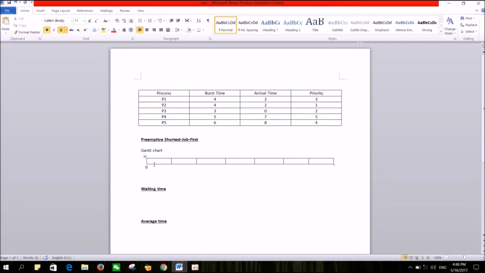Alright, now we have to find out which process arrived at 0 seconds, and it's P3. So P3 was chosen to be executed first. And here is the difference between preemptive shortest job first and non-preemptive shortest job first. Preemptive shortest job first will stop when a new process arrives, even if there is still some time left to execute. So P3 will stop its execution at 2 ms because 2 processes arrive, which are P1 and P2.